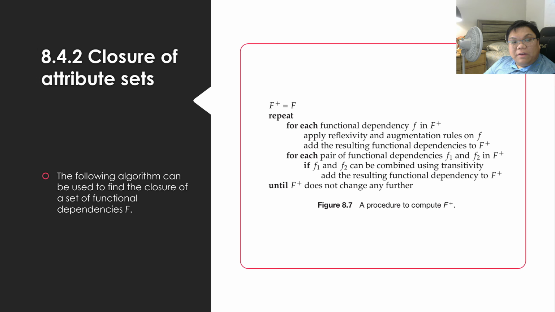So, for each functional dependency in F+, and we are going to start with F+ having all the same functional dependencies as F. For each functional dependency in F and F+, apply reflexivity and augmentation rules on each rule, and then add the resulting functional dependencies to F+. For each pair of functional dependencies in F, if that pair of functional dependencies can be combined using transitivity, add that to F+. And we repeatedly do these two loops until we do not change F+ any further.